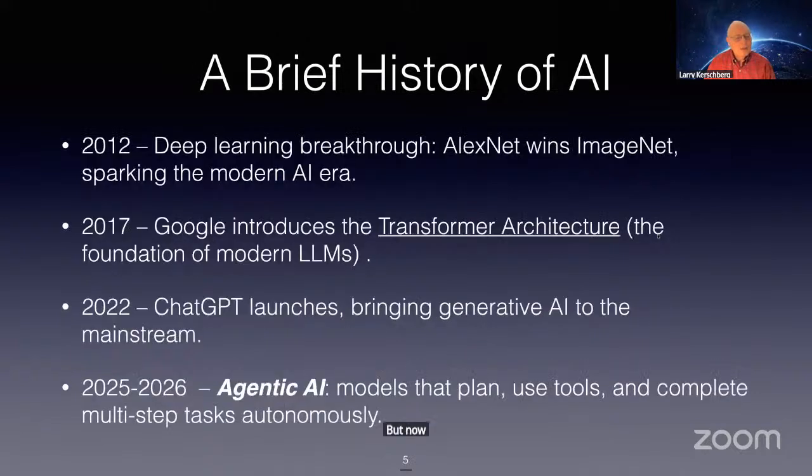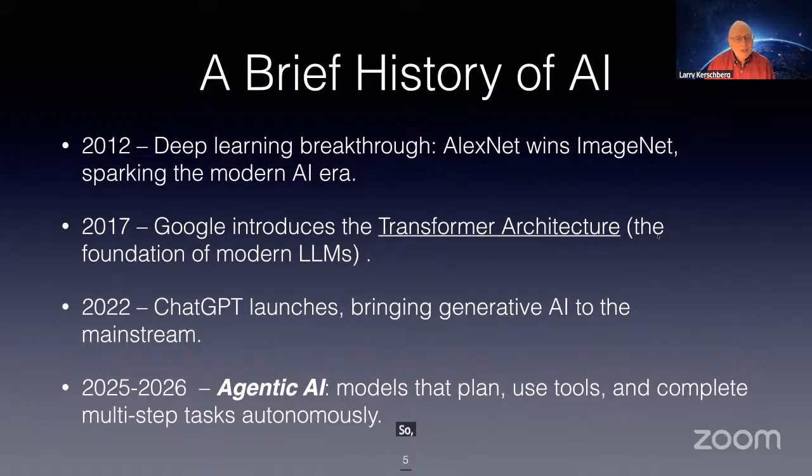But now we turn to 2012, and we have a deep learning breakthrough where AlexNet wins the ImageNet competition. And AlexNet was done at the University of Toronto under a person known as the godfather of AI, Geoff Hinton. And we'll get to him a little bit later.